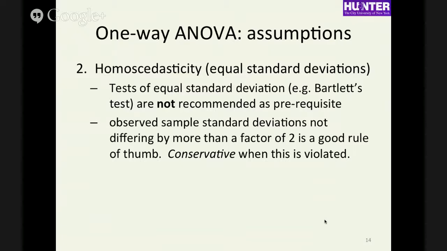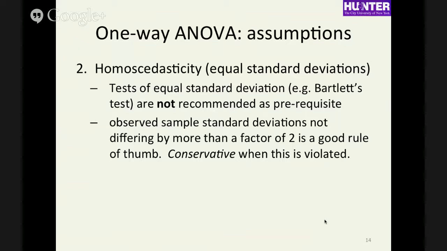The second assumption we call homoscedasticity. That means that the variance of each of the groups is equal. And again, there are tests of homoscedasticity like there are tests of normality, and I don't recommend them for the same reason. They're too sensitive, they're not really relevant.